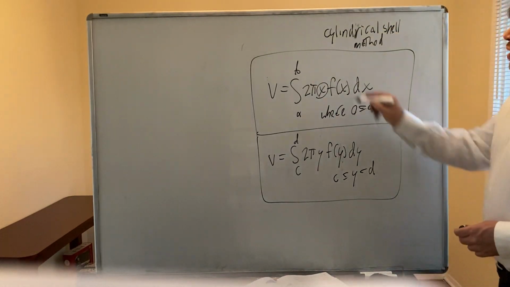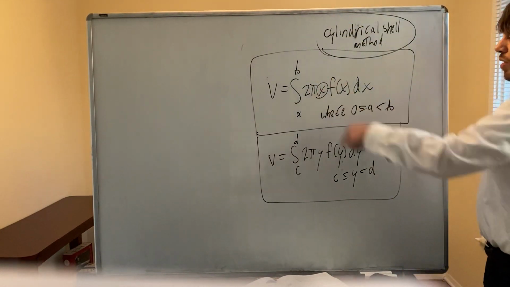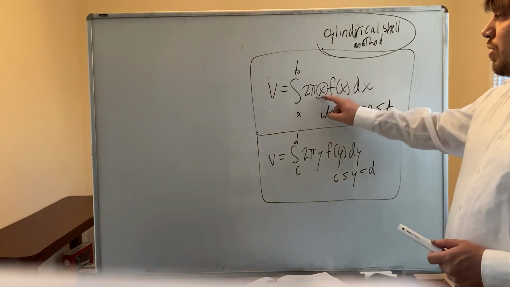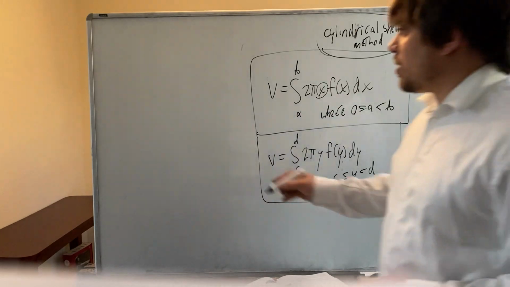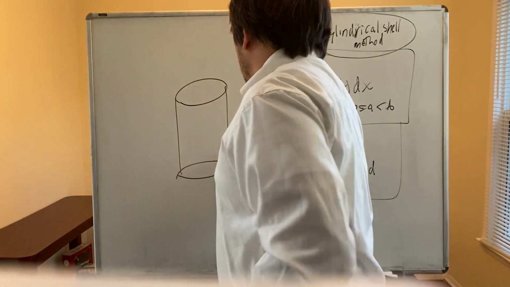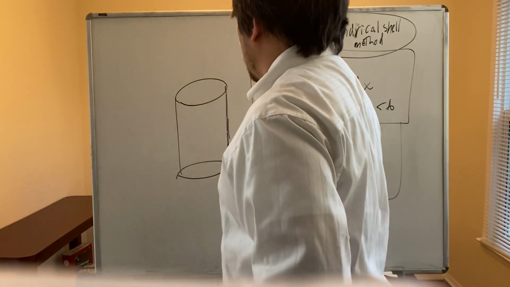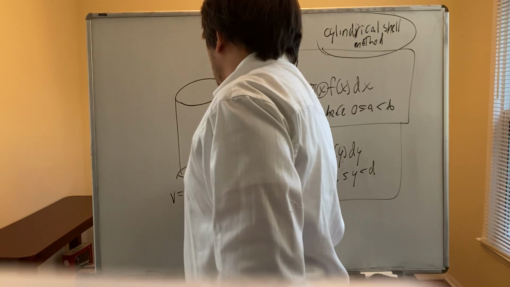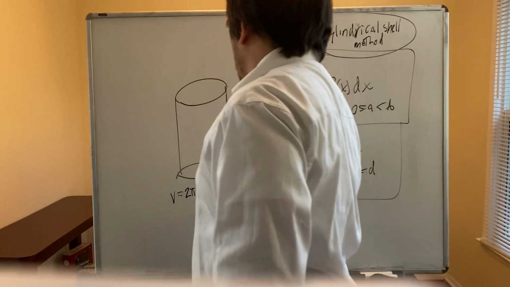Okay, so the cylindrical shell method is calculating the volume using one of these two definite integrals, except instead, this is really the radius of the cylindrical shell. The cylindrical shell looks like this, and it has a kind of a thickness here. And so really the volume of a cylindrical shell is 2 pi r h delta x.